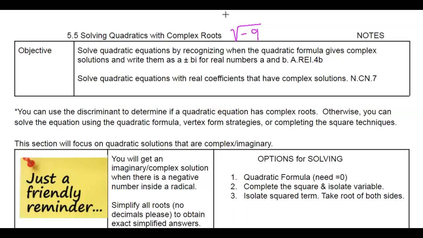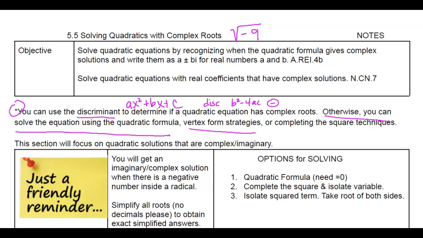So if you want, as a reminder, you can use the discriminant if you have an equation in standard form, ax squared plus bx plus c, and it will tell you if you get imaginary roots. Remember, if your discriminant, which is b squared minus 4ac, is negative, okay? Otherwise, you can just solve the equation using the quadratic formula, vertex form strategies. We will be learning completing the square and isolating the x squared, okay?